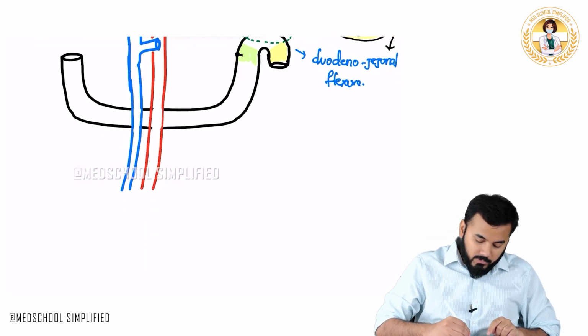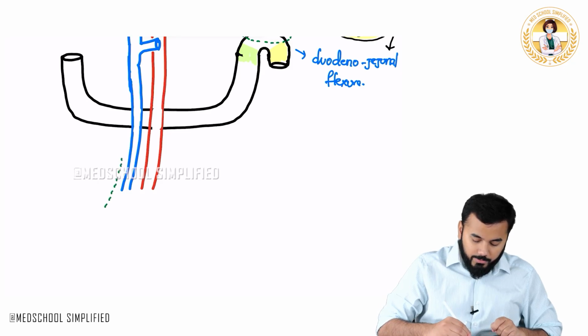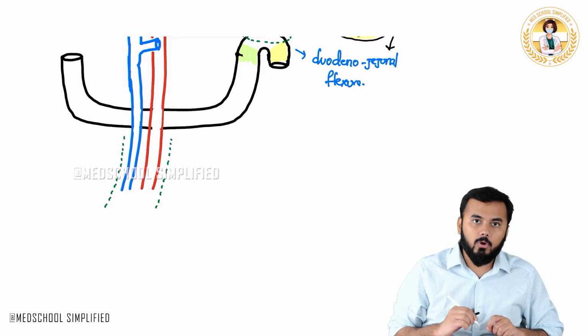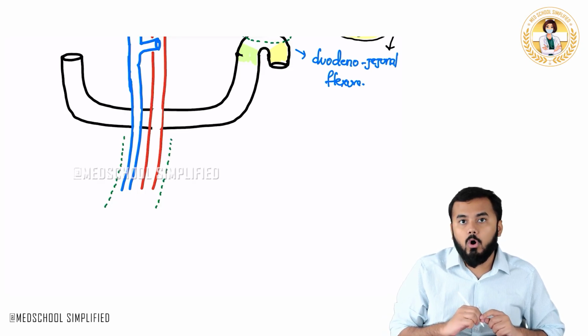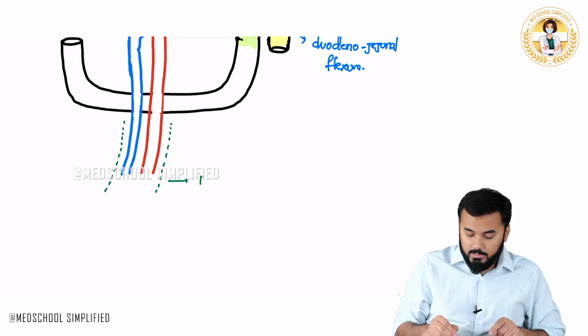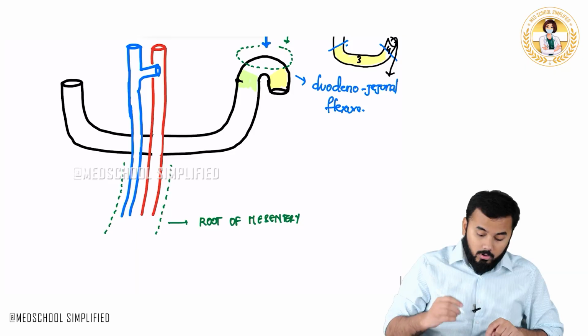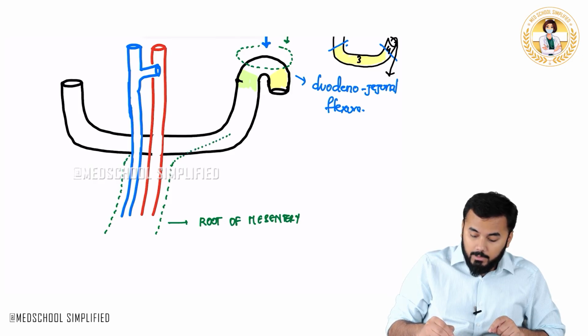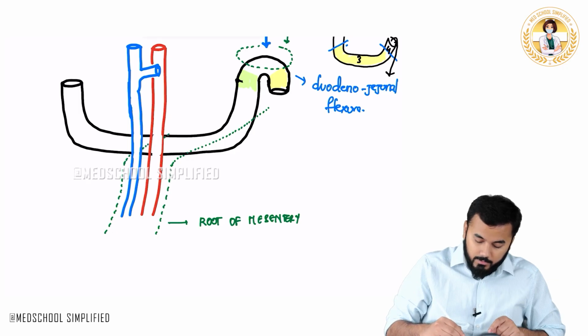Next important thing. Here also we have a fold of peritoneum that is covering the mesenteric vessels. So what is this fold of peritoneum called? This is called the root of mesentery. Now all of you look here, this root of mesentery is going all the way like this. It is passing behind the third part of the duodenum. You see, it is passing behind the third part of the duodenum.